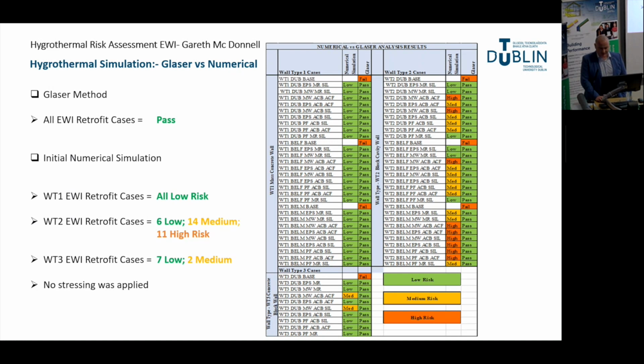As can be seen from the table, all the retrofit cases using Glaser passed the assessment. This correlates with the low-risk cases from the numerical simulations on wall type 1 and are similar in wall type 3. However, the risk profiles in wall type 2 are significantly different. It must be noted that no stress conditions were applied at this point.